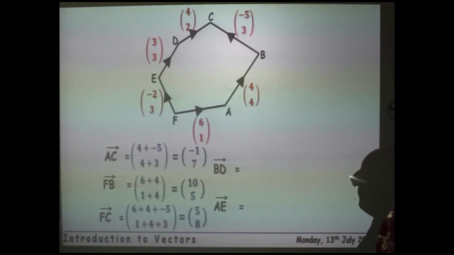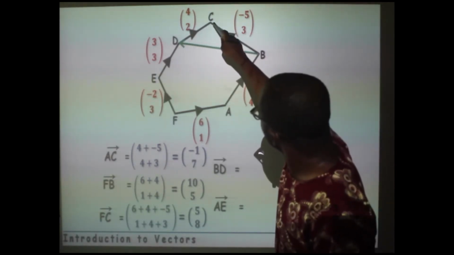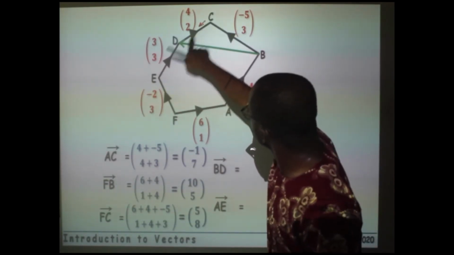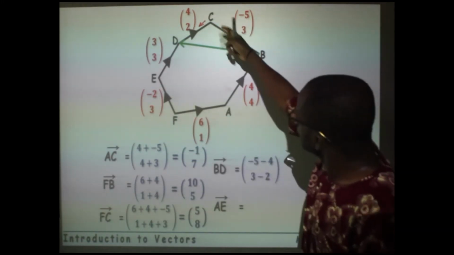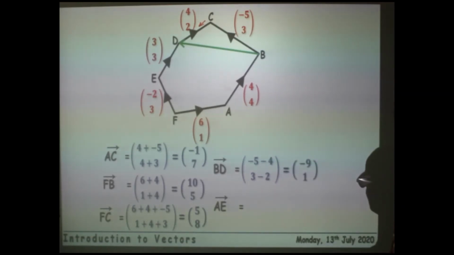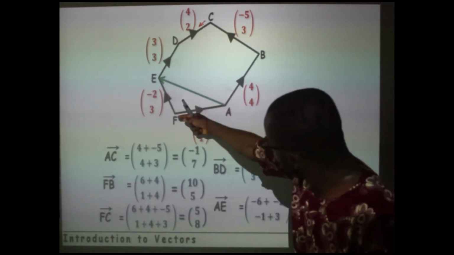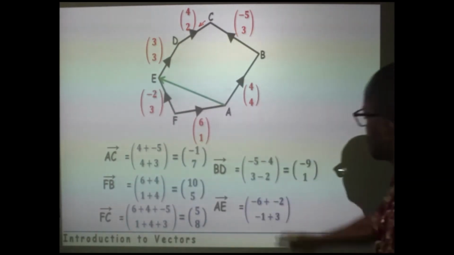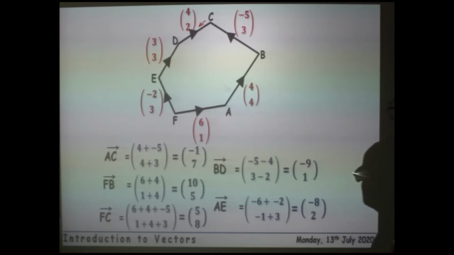And then BD will be BC plus CD. Now that's going to be negative. If you're going that way, it's going to be negative because of that. Okay, so that's where the negative comes in. Minus 5, 3, and then minus 4, 2. And then finally, AE. Look at AE. You're going in the opposite direction, so that's why this is minus 6, minus 1, and then plus that, minus 2 and 3. And that's what you get, alright? Well, I hope you all got that right, okay?